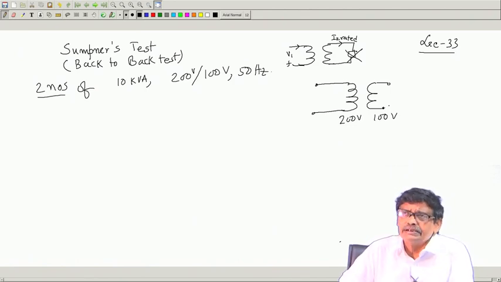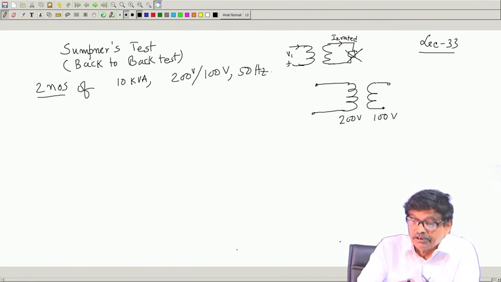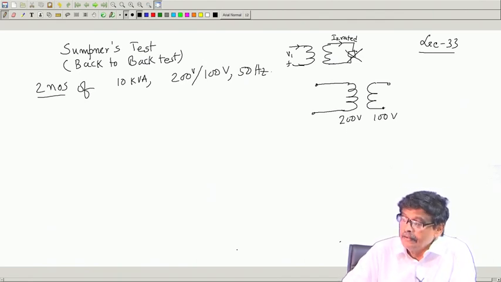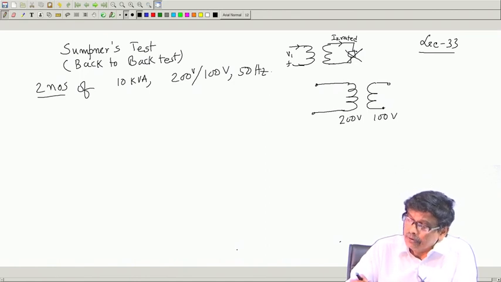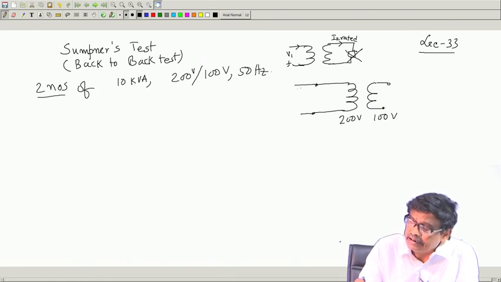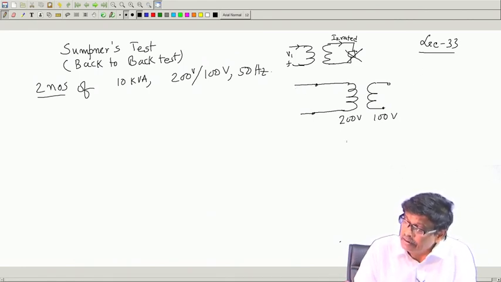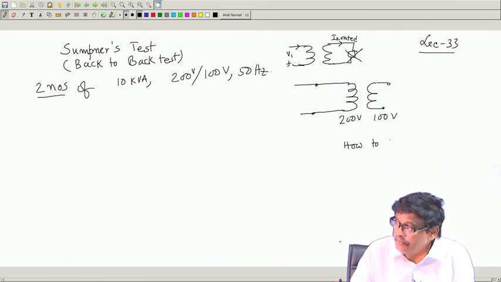In case of open circuit test, short circuit test, you do not bother, it is not necessary, as you will understand now. For this particular test, why it is necessary. Now, as I told you, in this case, you apply rated voltage. See, how to find out dots.